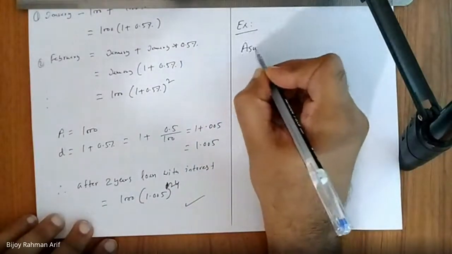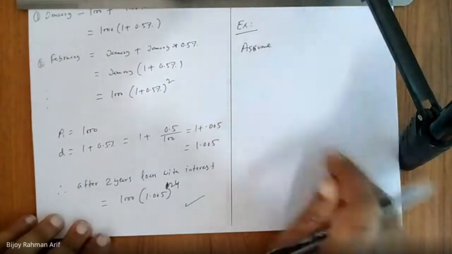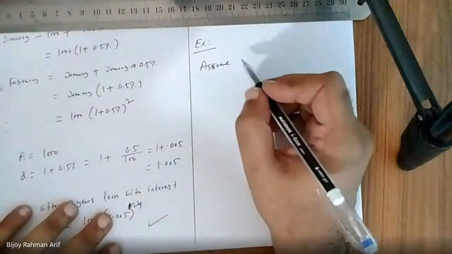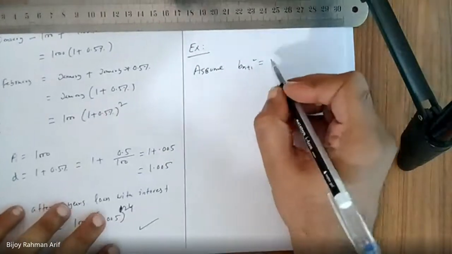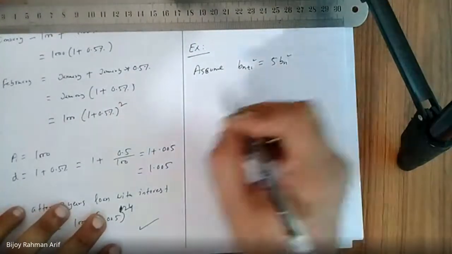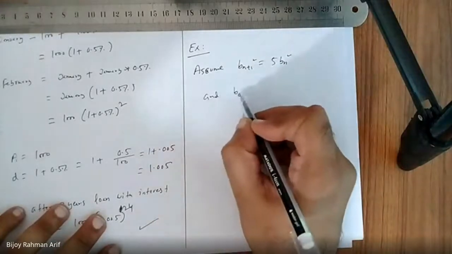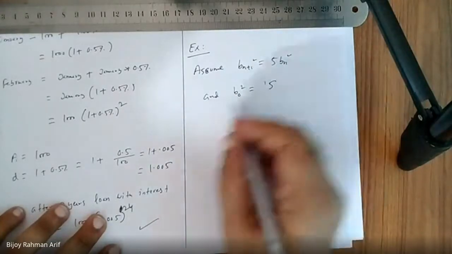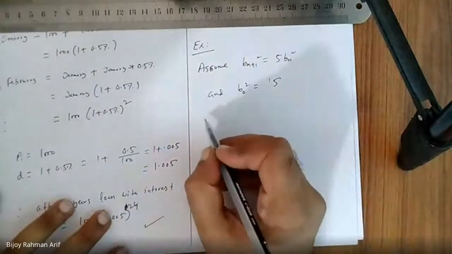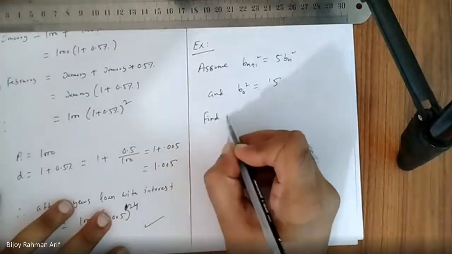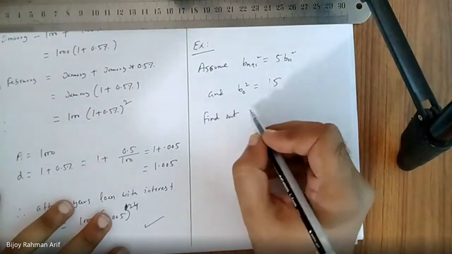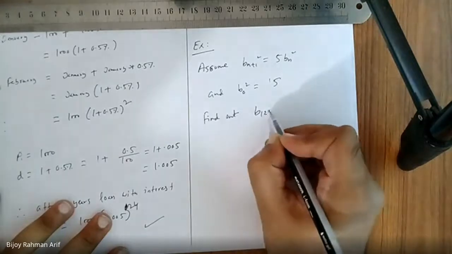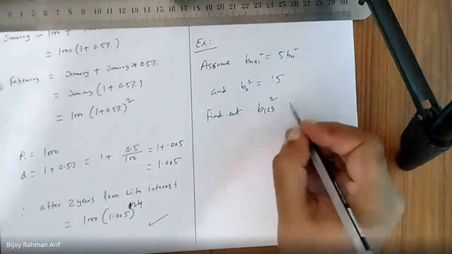Assume b n plus 1 whole square is equal to 5 b n square, and b naught square is equal to 15. Find out b 1 to 3 whole square. What would be the answer?